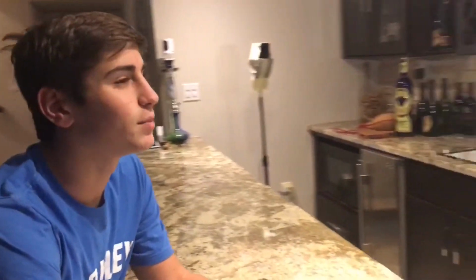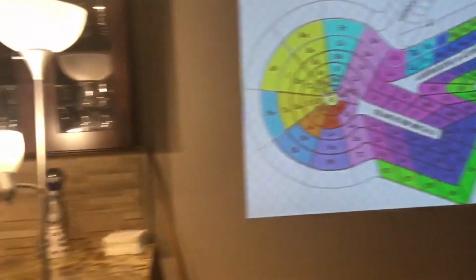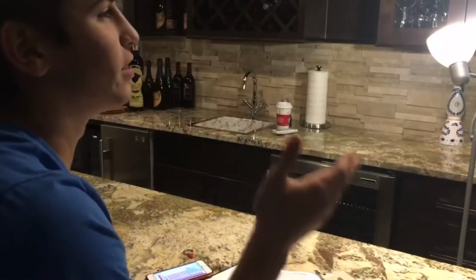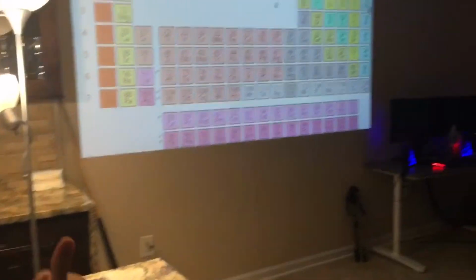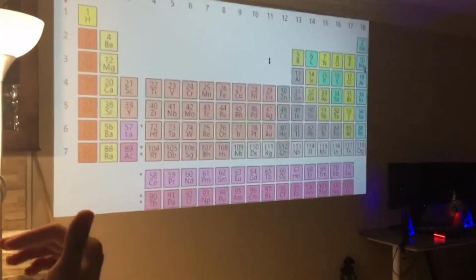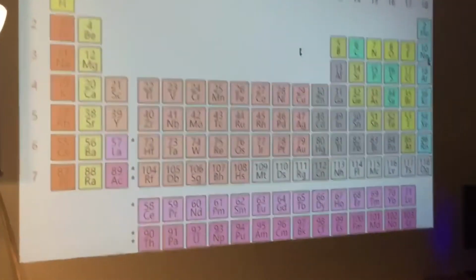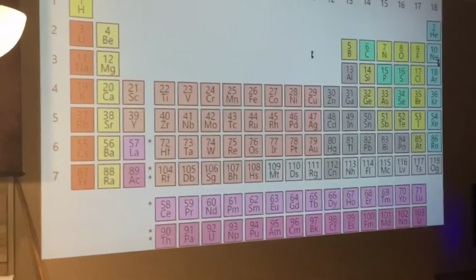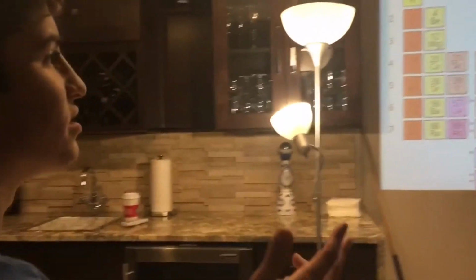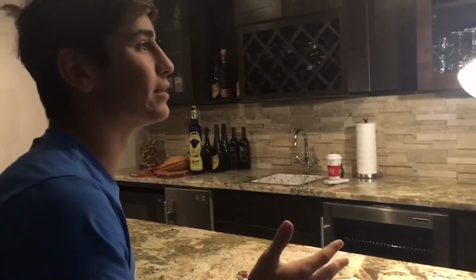It also shows some periodic trends like atomic radius and electronegativity, because atomic radius increases as you go outside the sphere and electronegativity decreases. So the atomic radius increases as you go down, but the electronegativity and the ionization energy decrease. And then going left to right, your electronegativity increases while your atomic radius decreases.